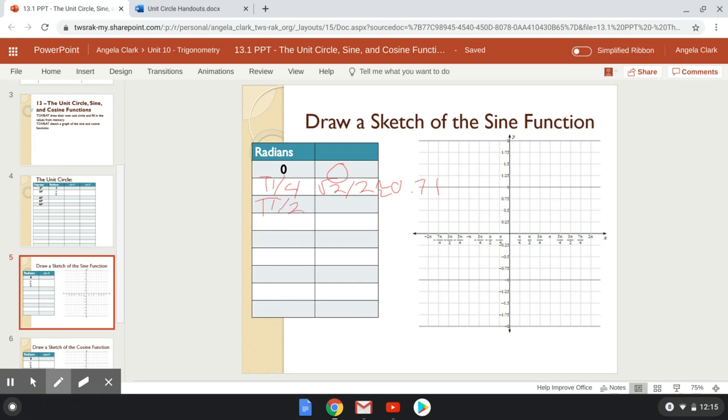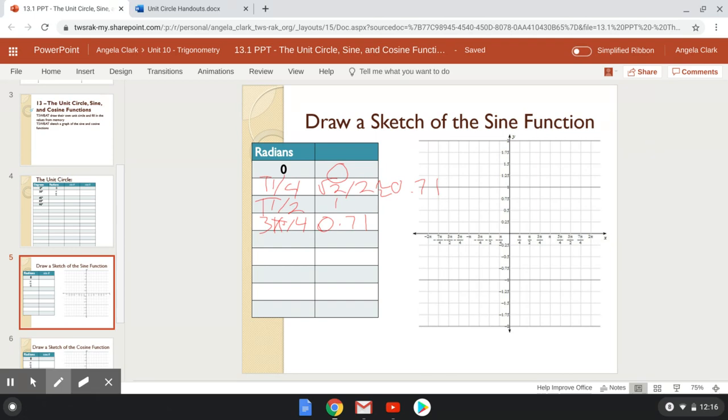That's our 90-degree angle. So 90, remember, is the positive y-axis, so that's going to be 1 on our unit circle. And then 3 pi over 4. That's going to be our 45-degree angle in quadrant 2. So sine is going to be positive in quadrant 2. Remember, all students take calculus, so sine is positive in quadrant 2, so that's going to be square root of 2 over 2 again, or 0.71.